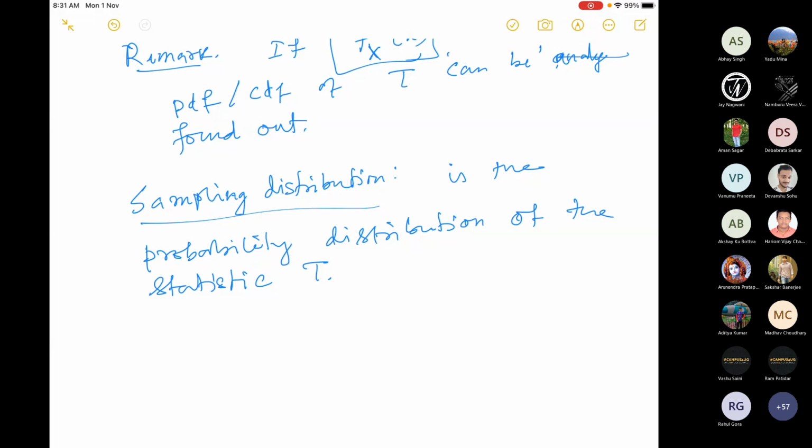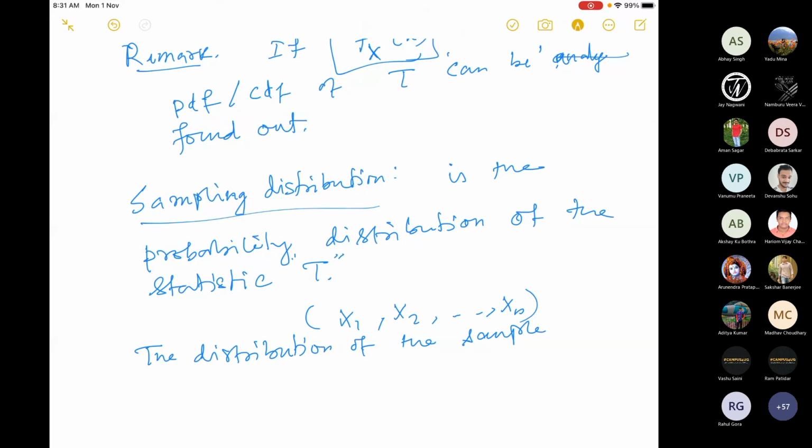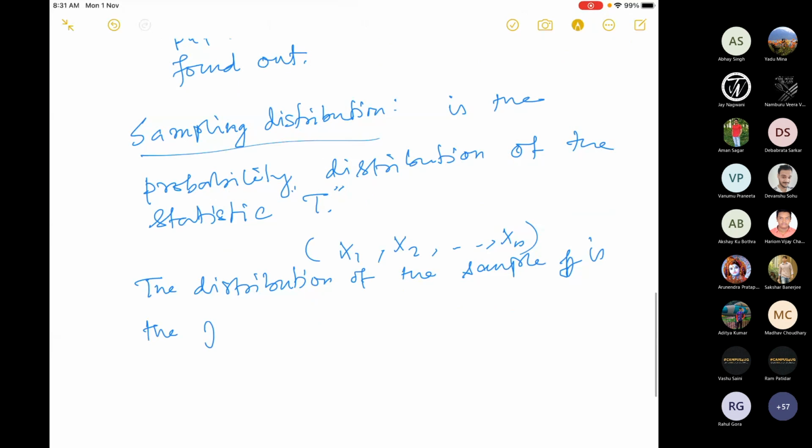Now, what is the distribution of the sample? There is a difference. This is a function of x1 to xn, but what is the distribution of the sample? Whenever you have a tuple of random variables x1, x2, xn, the distribution of the sample is a joint distribution, a joint density function.